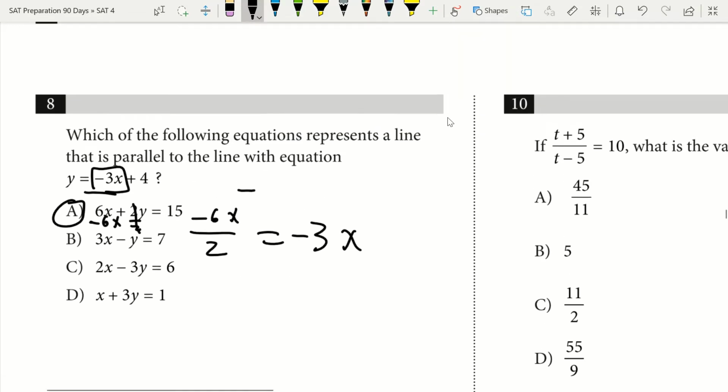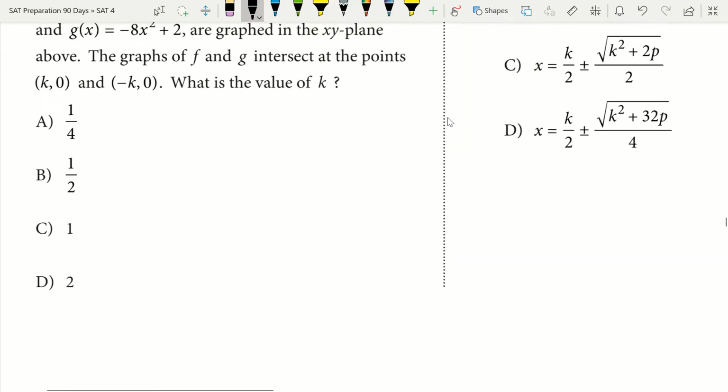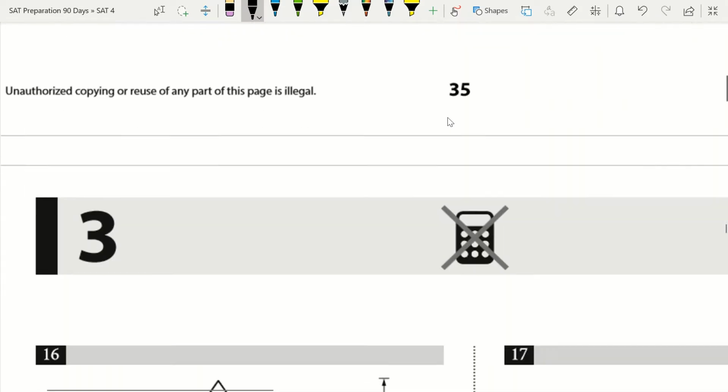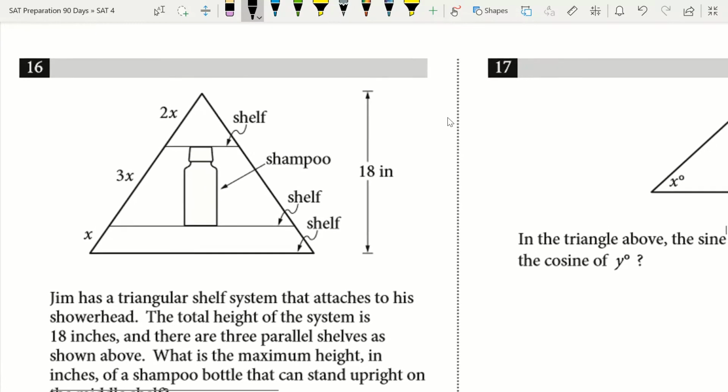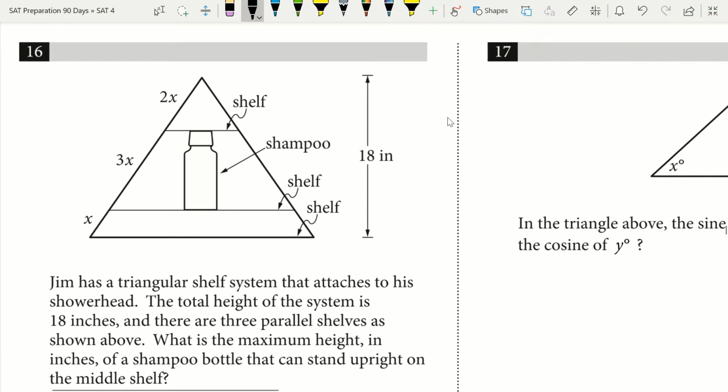All right, now we've got question 15 through 18, right? Because I went 1 through 9 as I suggested in my pacing video. Then I go 16 through 18. So that's what I suggested in my pacing video. That's what I'm doing here.